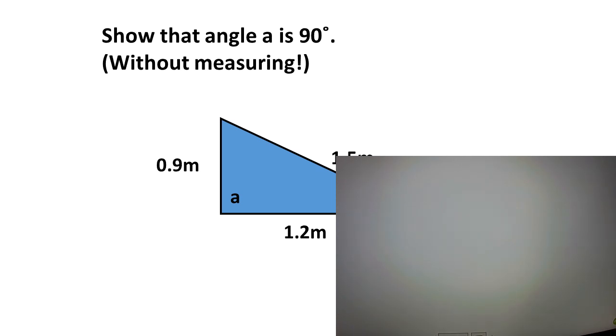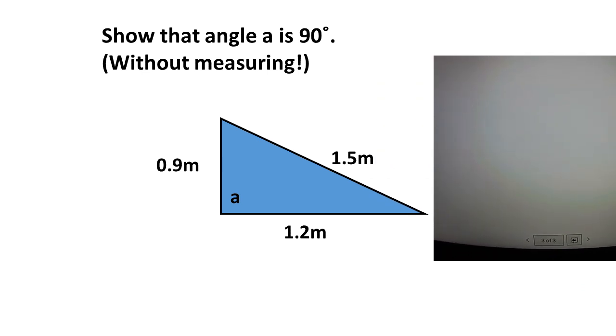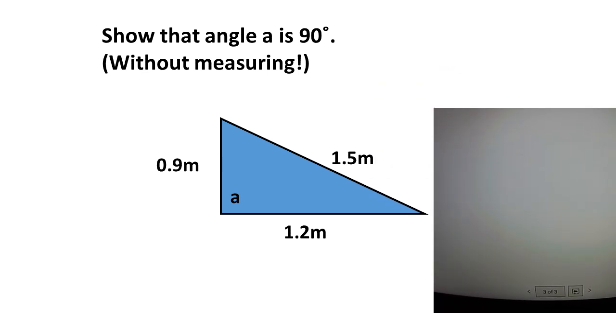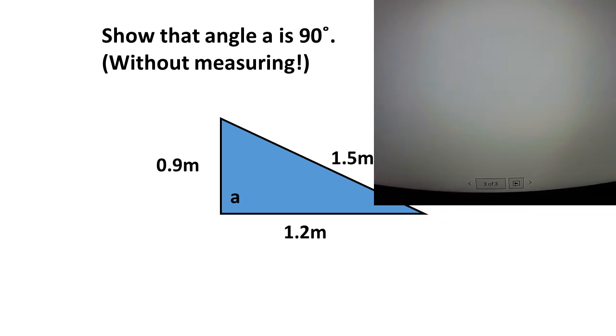Okay, show that angle A is 90 degrees without measuring this. So without measuring, we need to show that this is 90 degrees. So what we're going to use here is Pythagoras' theorem.